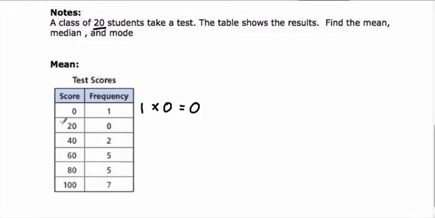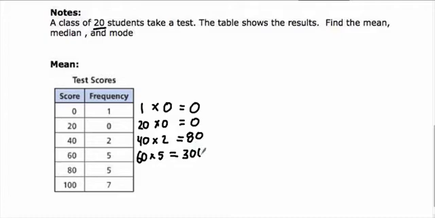All right, so how many kids got a 20%? Well, we're going to take 20 times 0 equals 0. Okay, we almost don't need to include this one because no one got just one question correct. How many kids got a 40%? So 2 questions correct. 2 kids got a 40%. How many kids got a 60%? We have 5 kids that got a 60%. This is 300. How many kids got an 80%? 5 kids again got an 80%, which gives us 400. And then last, how many kids got 100%?